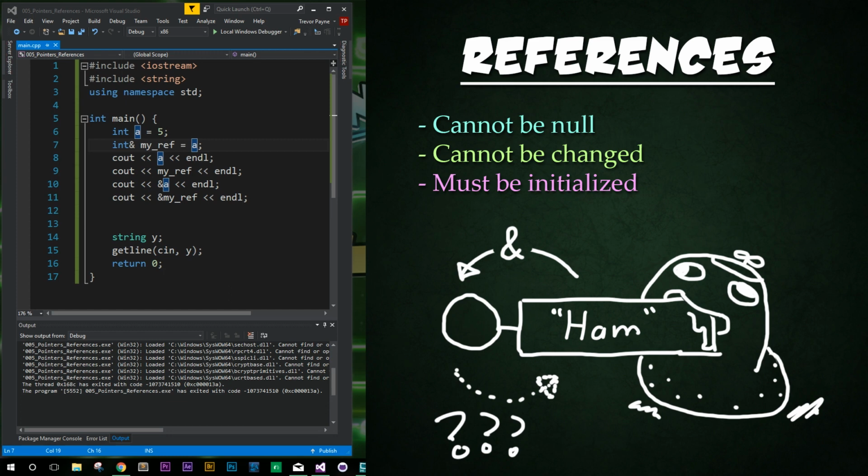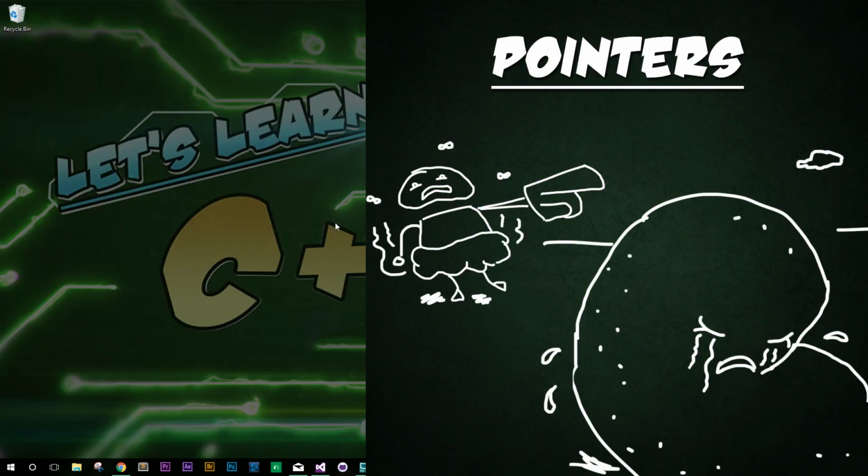So we have a way to get the address of a variable. Now, how do we get back from the address to the data stored in memory? This is where pointers come in. All right, so what are pointers?